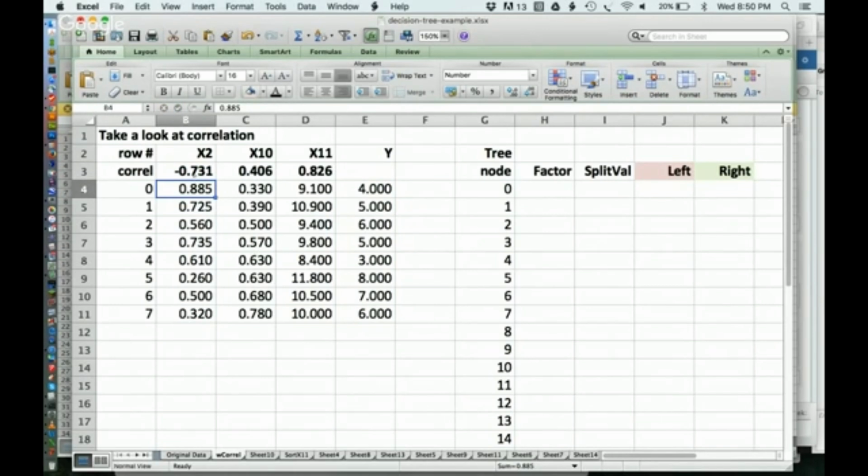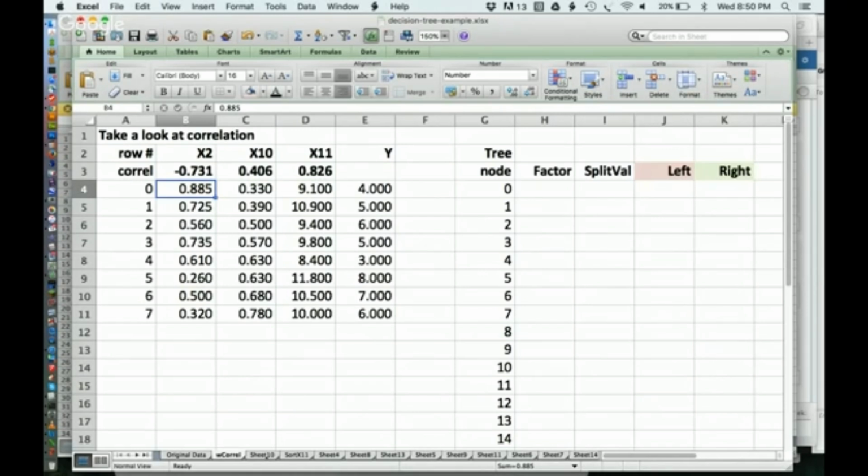Now, you'll notice that this one is negative. It still is valuable information. All that it means is as this factor increases, Y decreases and vice versa. But it still is providing us information about Y. Now, if you look at these three, we see that X11, factor 11, has the highest correlation. So we're going to choose that to make our root node, to do that first split.